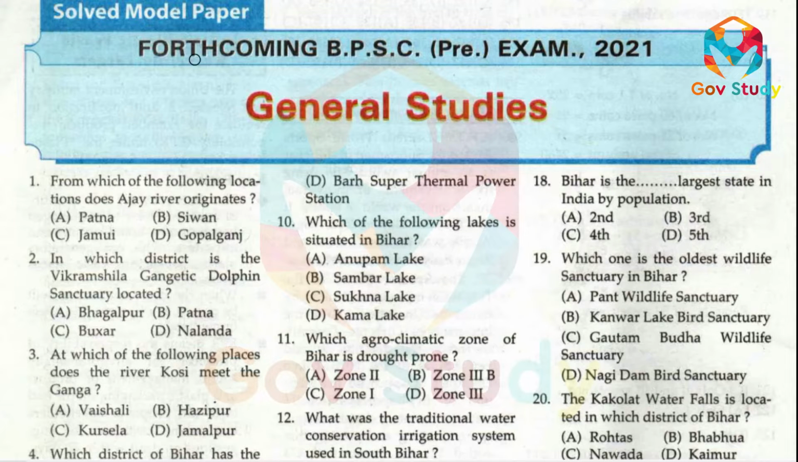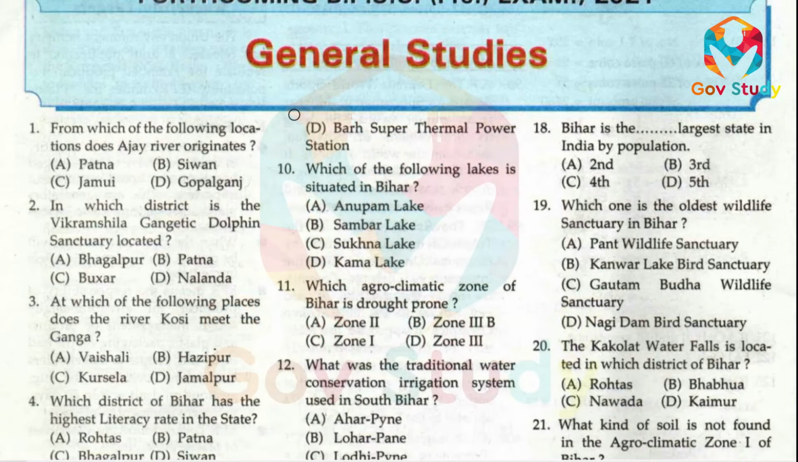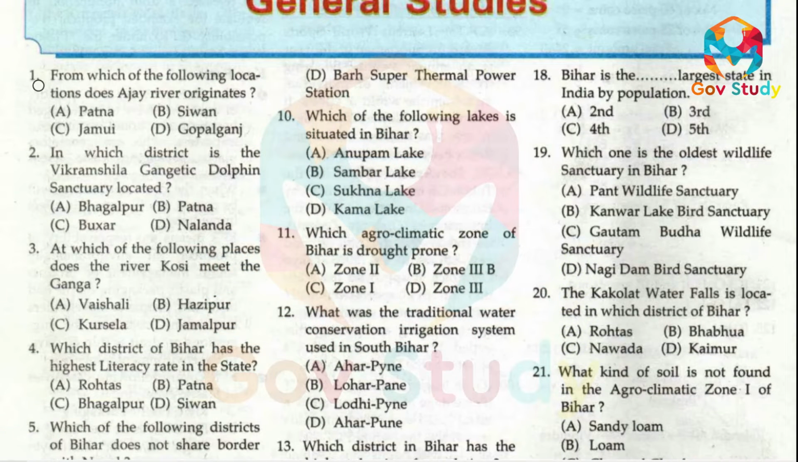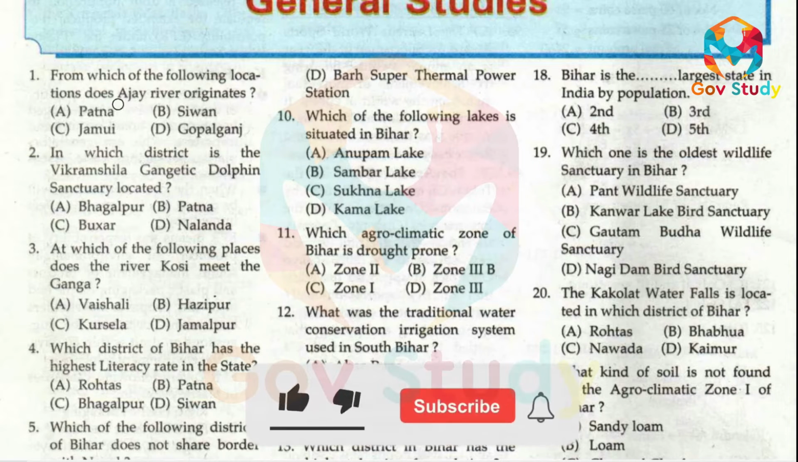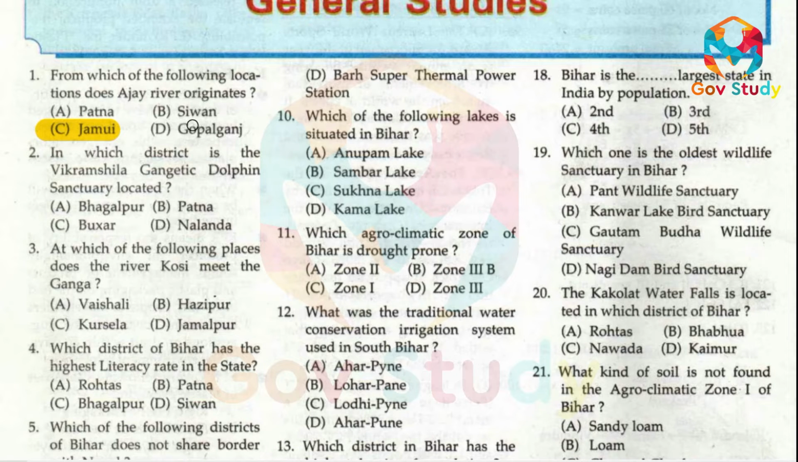In this video, we will discuss forthcoming BPSC pre-exam 2021 general studies. So, first question is, from which of the following locations does Ajay River originate? Patna, Siwan, Jamui, Gopalganj. The correct answer is Jamui, which is in Bihar.